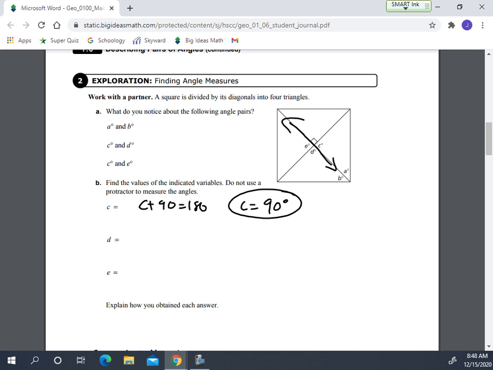Measure of angle D. Well, we could either say 90 degrees plus D is equal to 180, or we can just look at the vertical angle, D and this 90 degrees. We know that D is equal to 90 degrees. And the measure of angle E, well, we know that's 90 degrees. All three of those angles in the middle are 90 degrees.